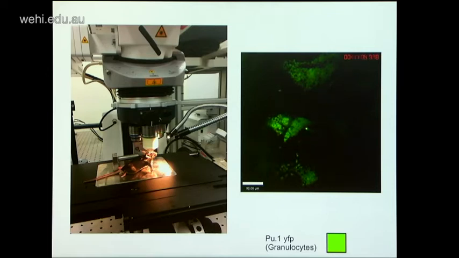And this is just an example of the types of things that we would get out of that. This is actually a movie looking at Pu1 YFP bone marrow. So what we have here is these little colonies inside the bone marrow of the development of these granulocytes, which are then feeding into the blood vessels, which are in the dark here.